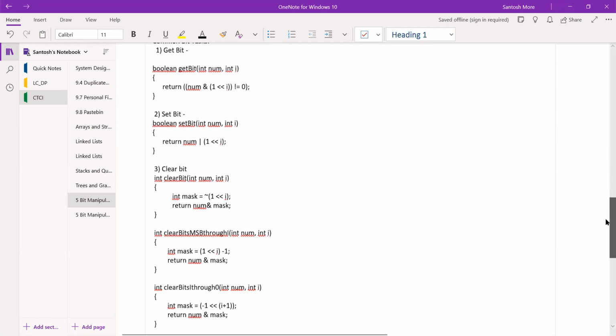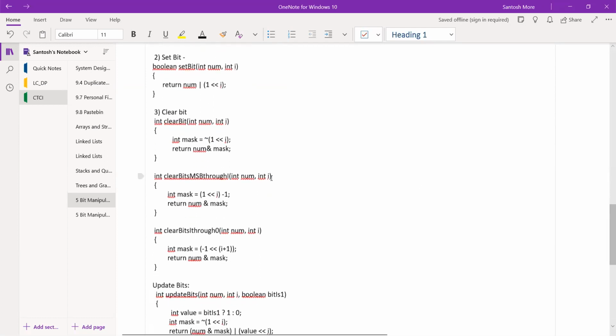Correct. Then there is something like clear bits MSB through i, also through 0. If you want to clear all the MSB bits through i, how do we do that? We take a mask of 1 shifted by this particular index, and then we subtract 1 from that, right?